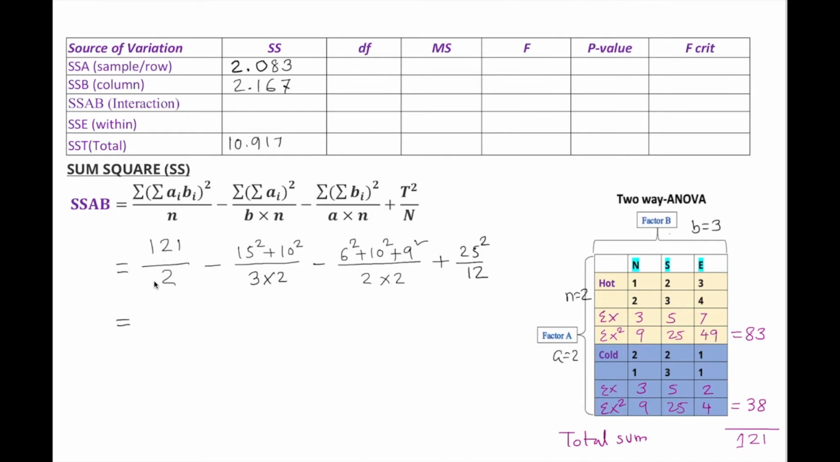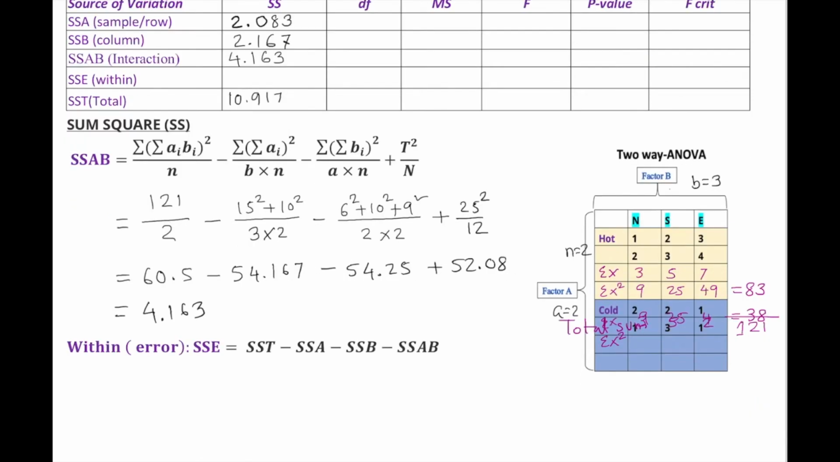So if I divide this, it's going to give me 60.5 minus. If I work out this piece here, it's going to give me 54.167. Next one is 54.25, and next one is plus 52.08. Finally, if I simplify it, it's going to give me 4.163. And that is the interaction between the factors.